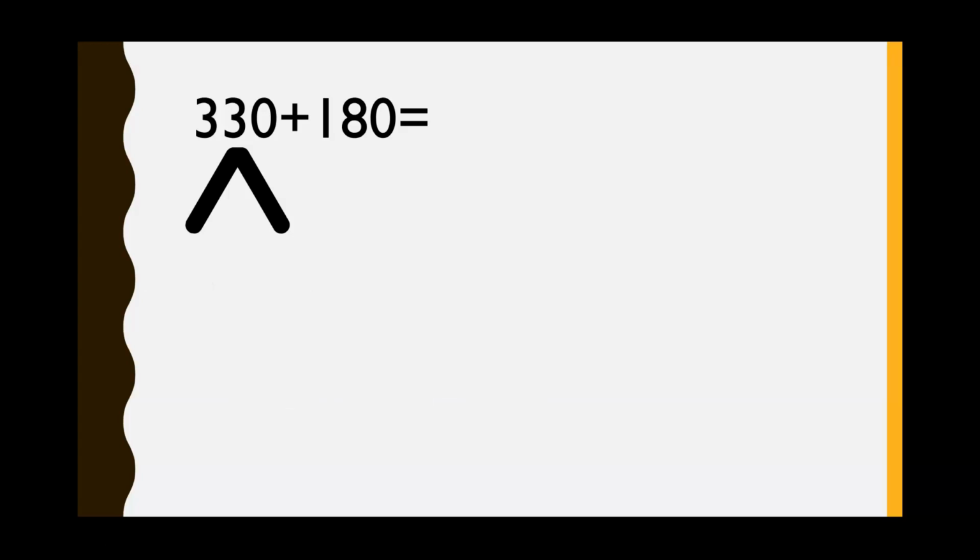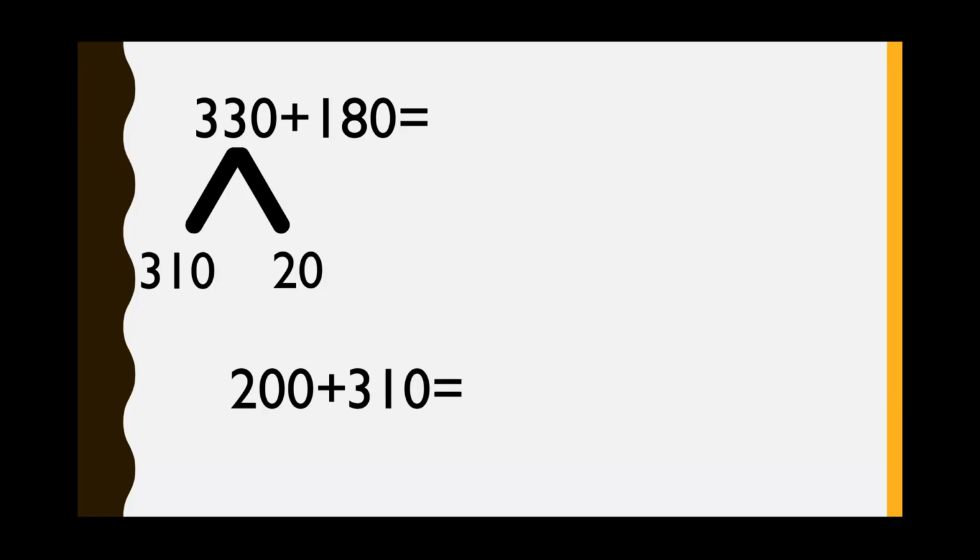Let's try this one. 180 is closest to the next hundreds, so we're going to break up the 330. How many tens do we need to take out to make the 180 200? Did you say 20? Excellent job. If we take 20 or 2 tens out of the 330, what do we have left over? If you said 310, you're absolutely right. Now we're going to add the 200 plus 310, which is left over. Go ahead and solve that on your own now. Did you say 510? You're absolutely right. 330 plus 180 equals 510.